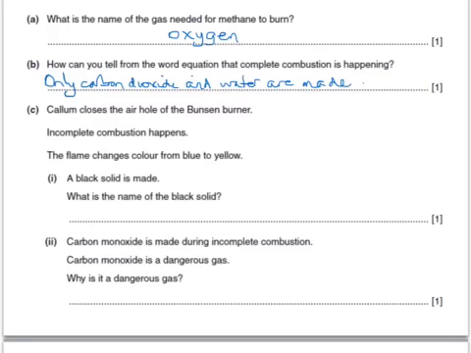Callum closes the air hole of the Bunsen burner. Incomplete combustion happens. The flame changes colour from blue to yellow. A black solid is made. What's the name of this black solid? We could call that carbon. And carbon monoxide is made during incomplete combustion. Carbon monoxide is a dangerous gas. Why is it a dangerous gas? We'll say it is toxic.